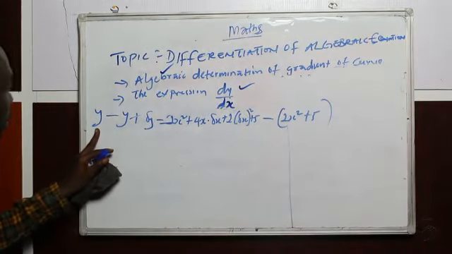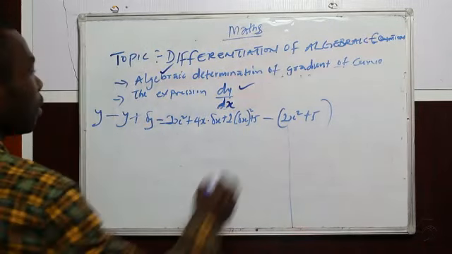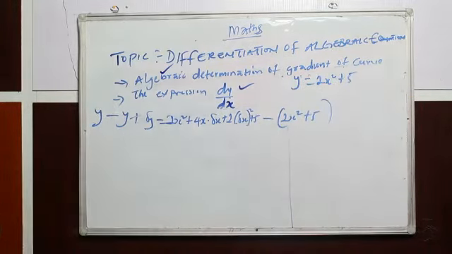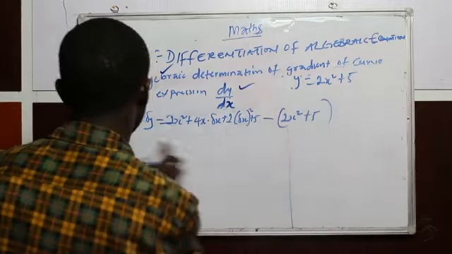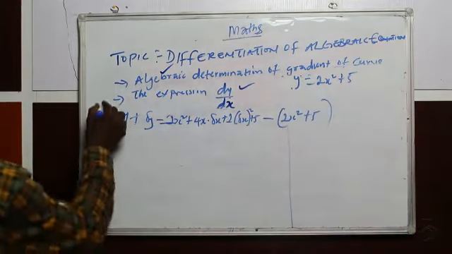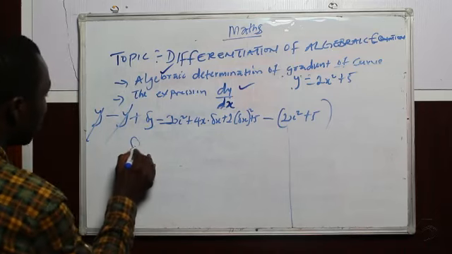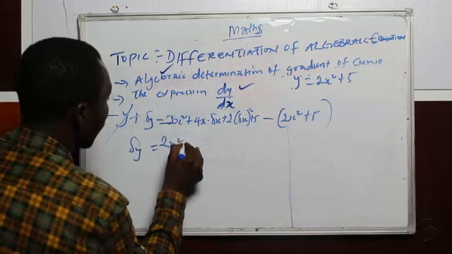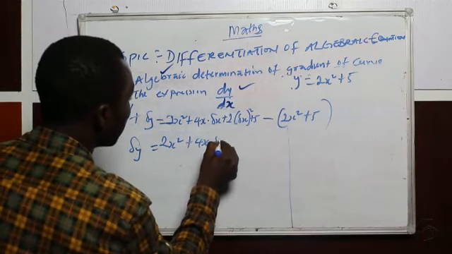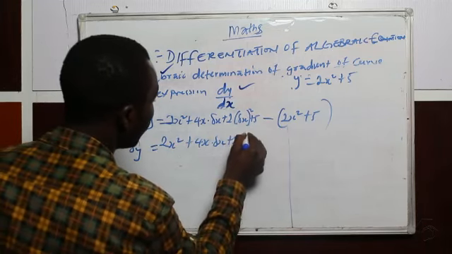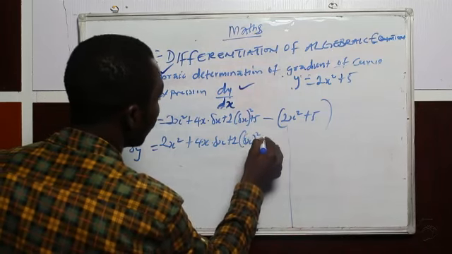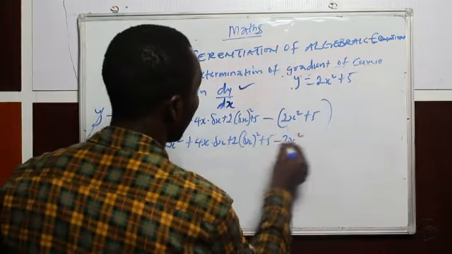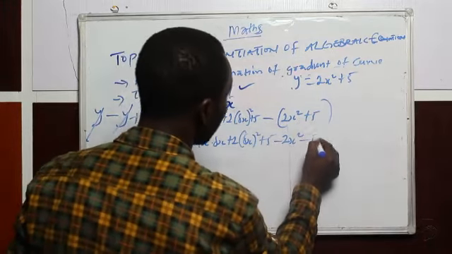We subtract y from both sides. Remember, our y was 2x squared plus 5. When our y is 2x squared plus 5, we subtract it from both sides. y minus y will cancel each other. We are left with sigma y equal to 2x squared plus 4x sigma x plus 2 bracket sigma x all square plus 5, minus 2x squared, minus times minus will give us minus. This will be 5.